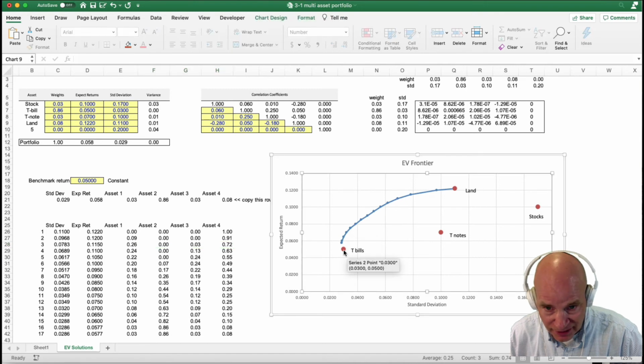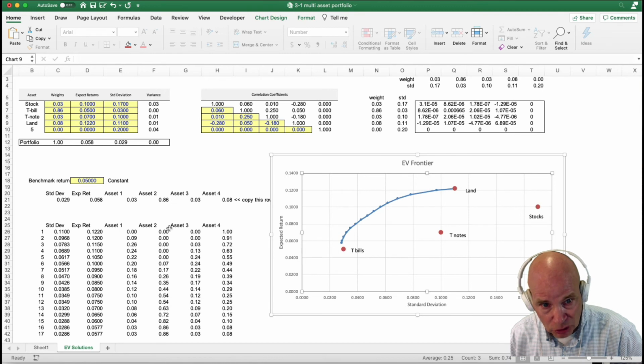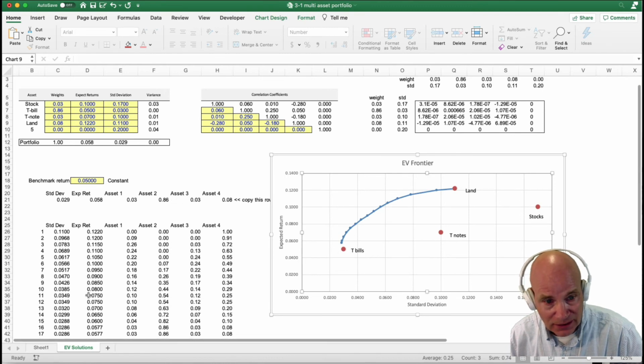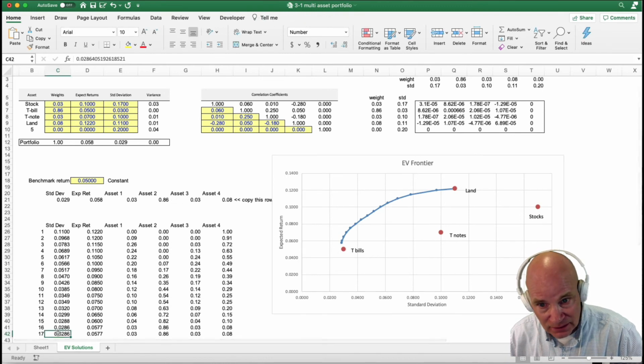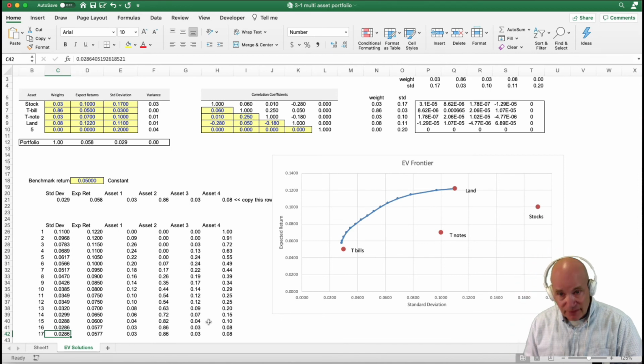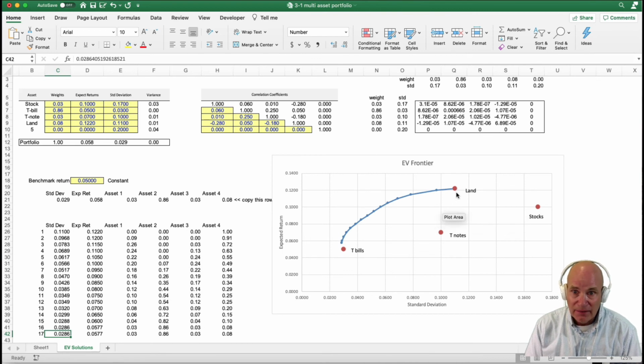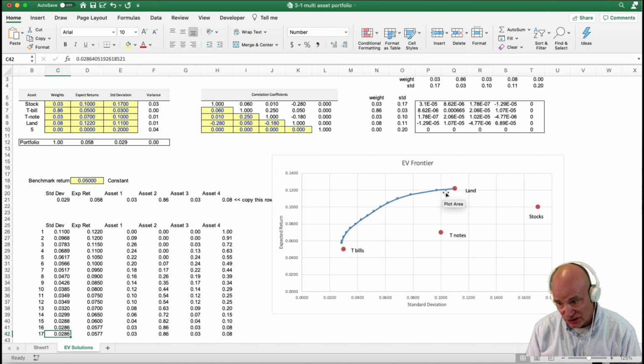One other point here. T-bills, lowest return asset, lowest return and lowest standard deviation. You never hold it alone. You can get lower risk than just T-bills by combining it. Diversification. That's the benefits of diversification. Again, an individual would hold their portfolio along this axis because it's risk efficient.